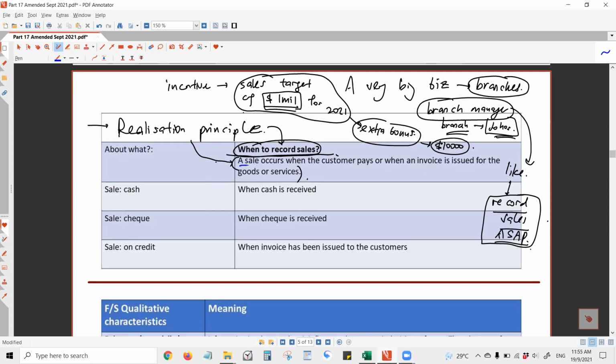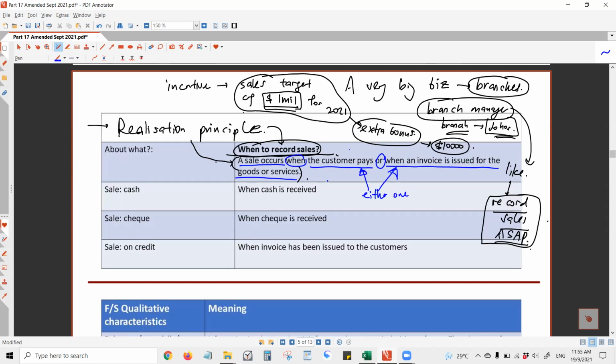It says that a sale occurs when the customer pays or when an invoice is issued for the goods or services. Let me explain what this means. It tells you that you should record the sales when either of these two happens. That means whichever is earlier.